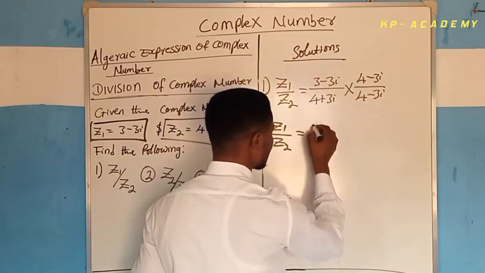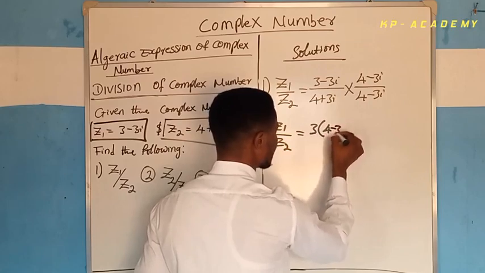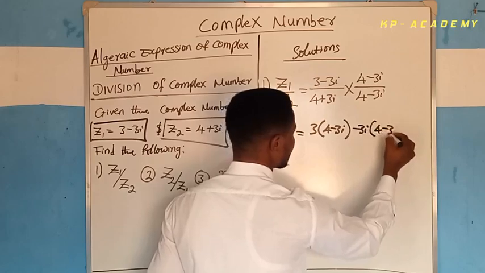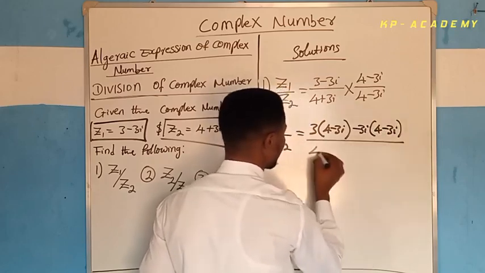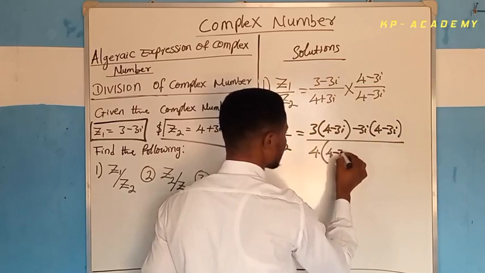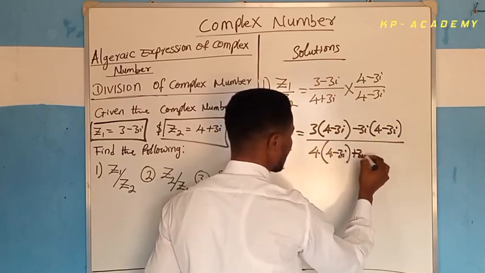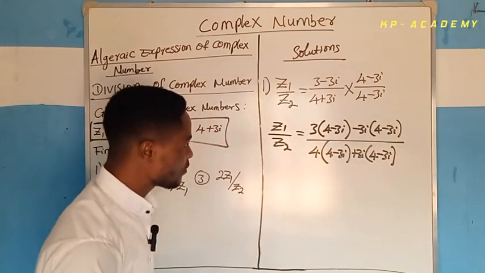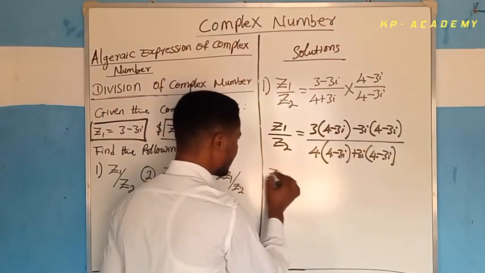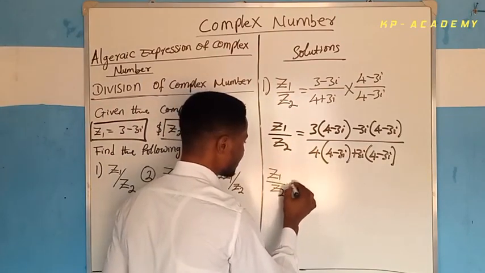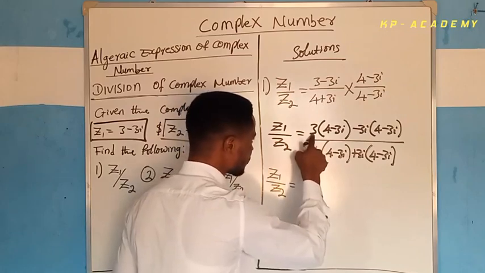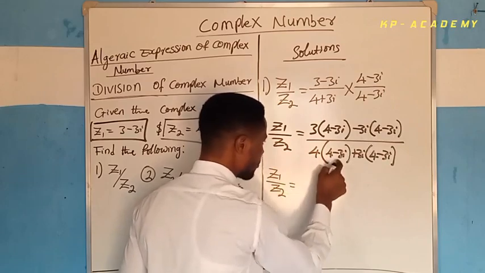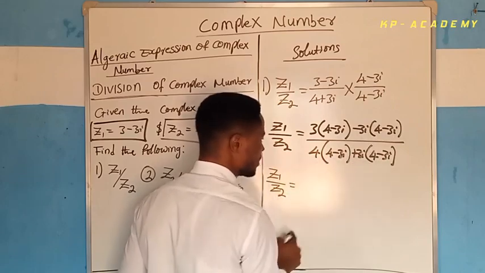So we can arrange it in this format: 3 into (4 minus 3i) close, again minus 3i into (4 minus 3i), all over 4 into (4 minus 3i) close plus 3i into (4 minus 3i) close. So we've arranged it. So we can now advance further by saying that z1 over z2 is equal to, now this 3 will open out this bracket, this minus 3i will open out this bracket, this 4 will open out this bracket, and this plus 3i will open out this bracket.